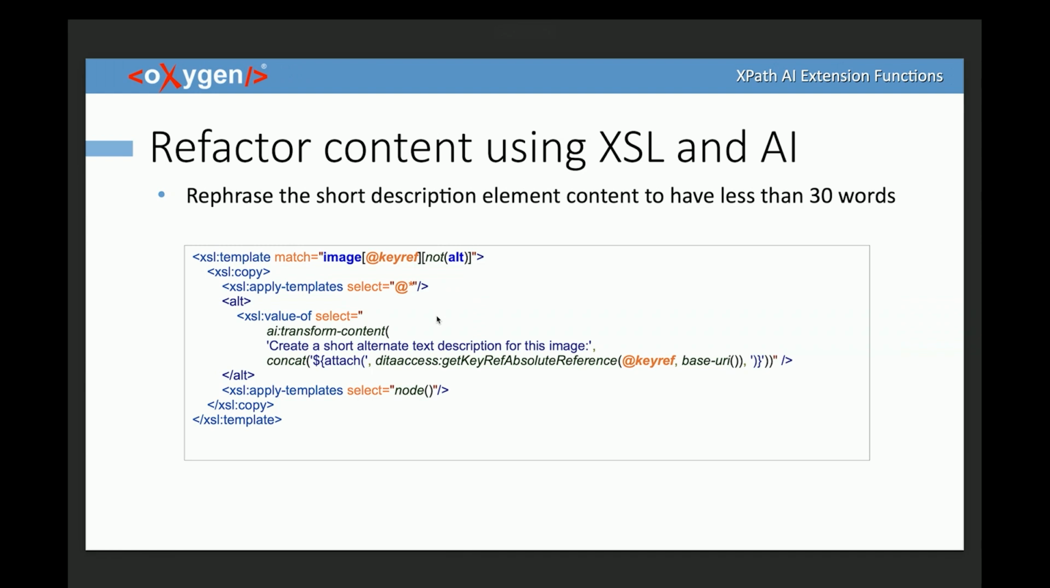Another interesting example is if you have images, for example, and you want to generate alternate text for your images. So you don't have an alternate text for the images from your document. You can match the images that don't have an alternate, in this case, the images with the key ref, but you can have a different check. And then you can use the transform content function to generate based on the image. It automatically attaches the image to the transform content function, and based on this you can generate an alternate text.